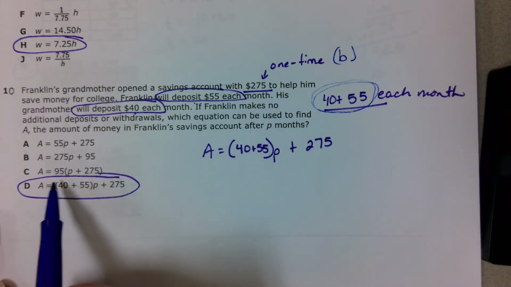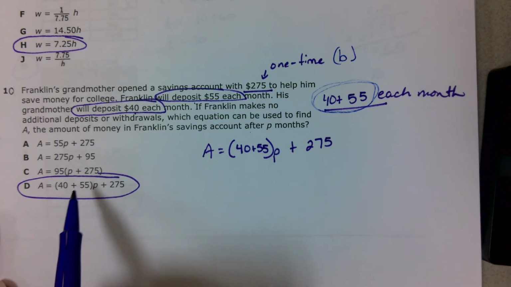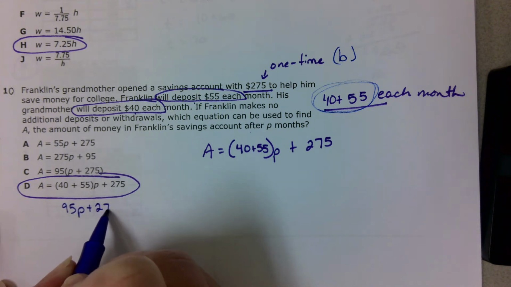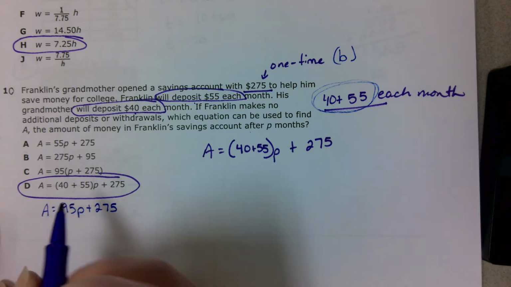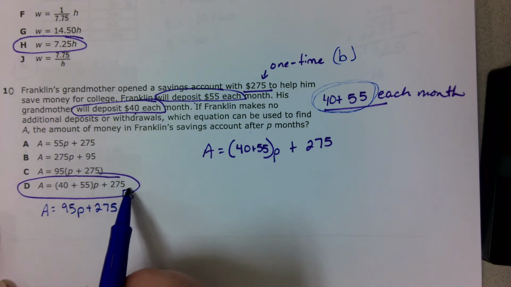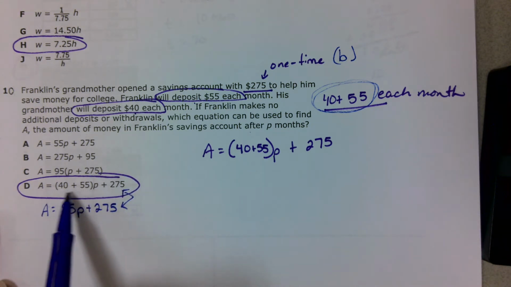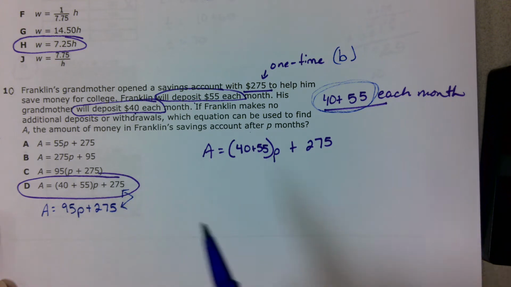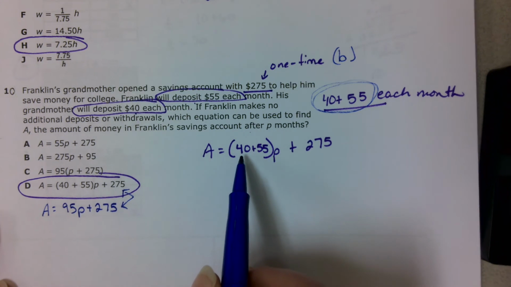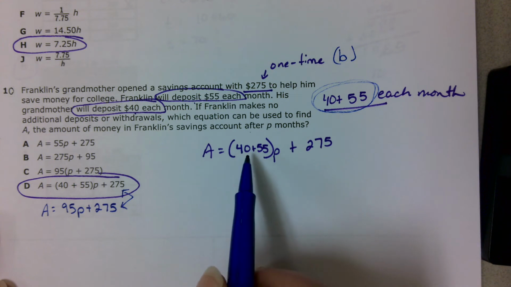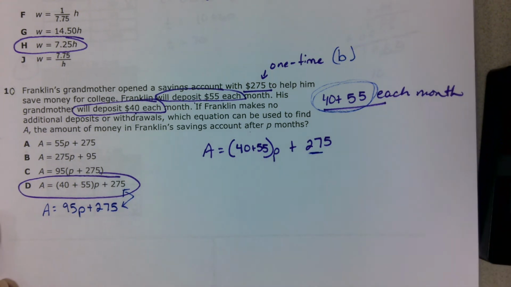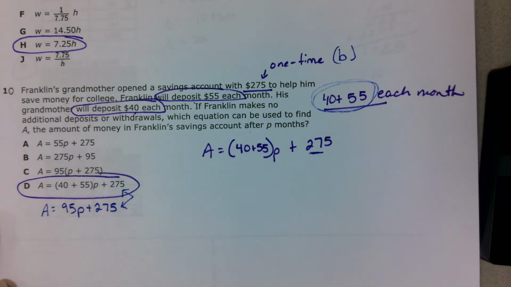Sometimes they will have put this together, and it would be written 95p plus 275. So D and this are the same, but we also have to realize they may not add those for us and put them into there. So we need to be able to recognize that these are the same equation. So we have our 2 deposits every month, and then we have our one-time initial deposit. So D is the correct answer there.